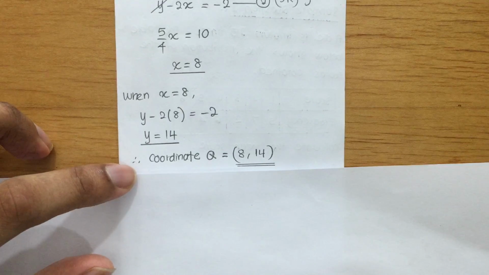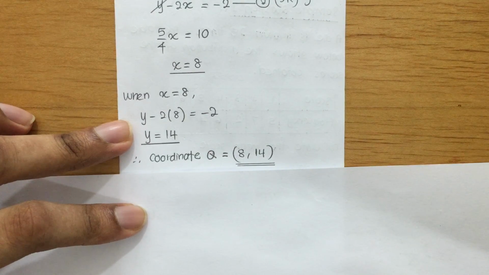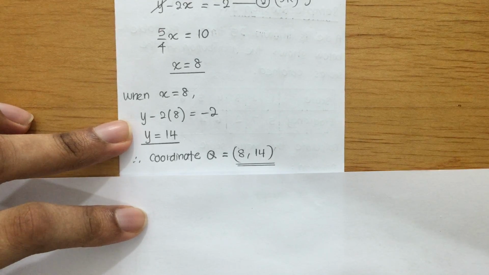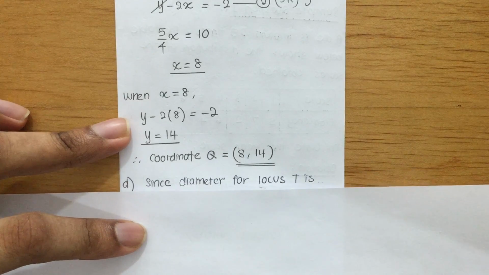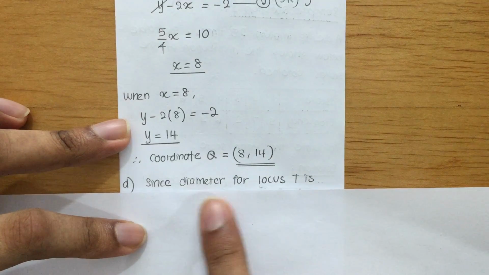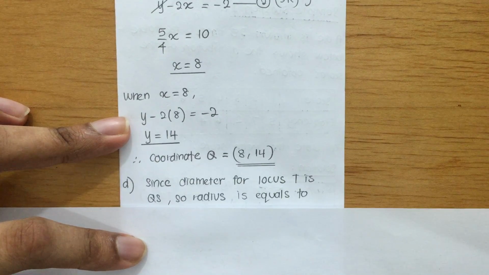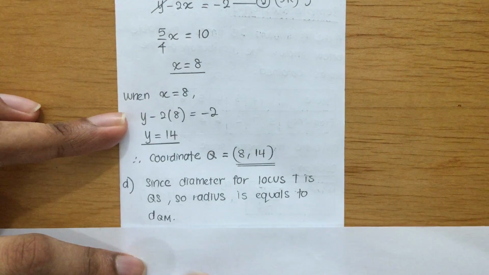Alright guys, we have already found the coordinate Q and we still have one question left. We need to form the equation of a locus. If I'm not mistaken, it's locus T, guys. Okay, let us proceed with question D. Since the diameter of the locus T is QS, like mentioned in the question, the radius is equal to the distance of QM.